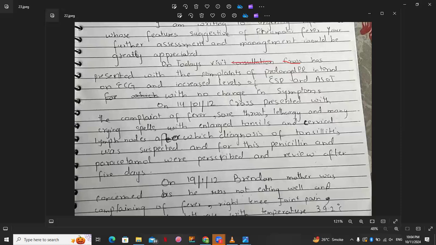levels of DSR and ASOT with no change in his previous symptoms. On the state, again, this is Brandon, presented with the complaint of fever, sore throat, lethargy, and many crying spells with enlarged tonsils and cervical lymph nodes, after which diagnosis of tonsillitis was suspected. And for this, penicillin and paracetamol were prescribed and review after 5.